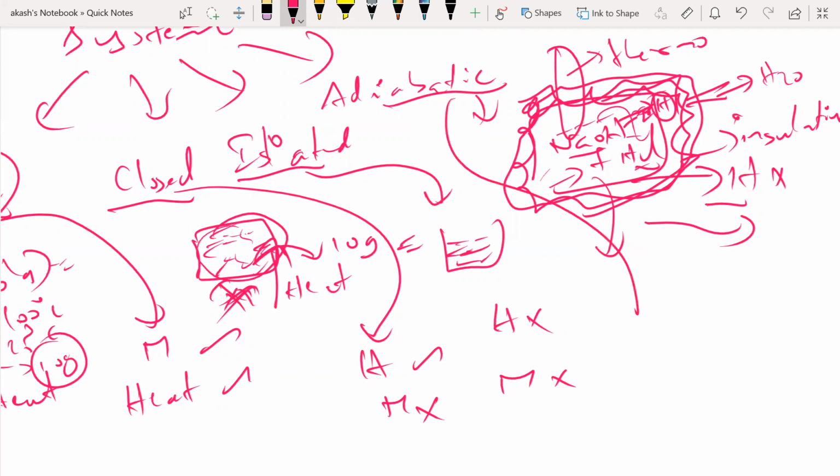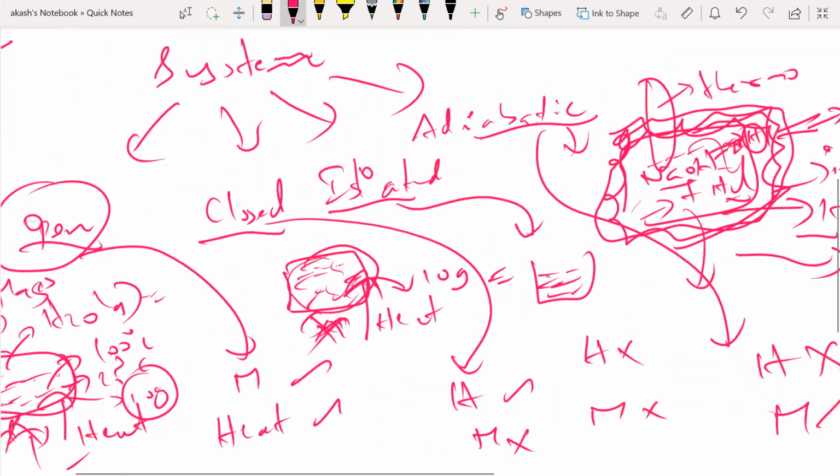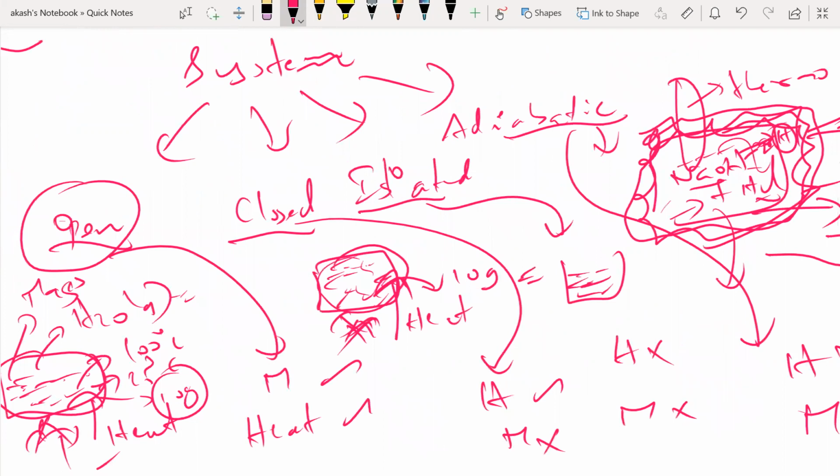So in the case of adiabatic systems, heat transfer should not happen, while mass transfer can happen. That's how it is. Strictly, heat transfer should not happen. No heat transfer between your system and surroundings. Right, so that is about whether heat transfer or mass transfer is happening across a particular boundary between system and surroundings.